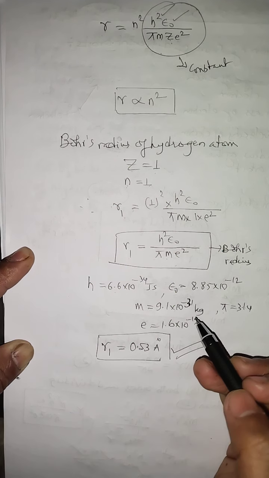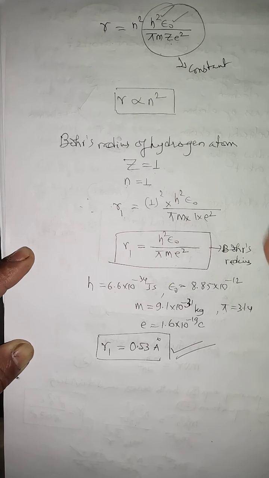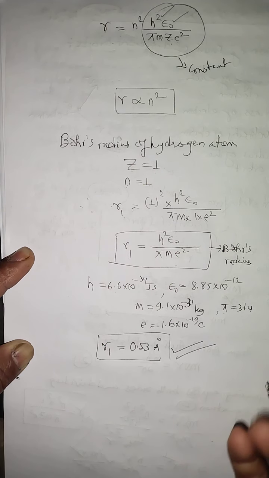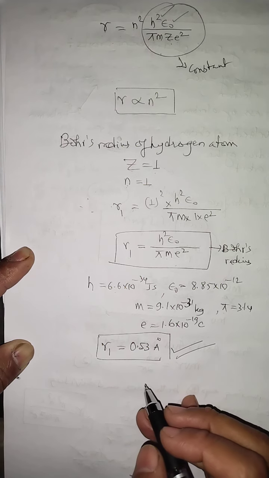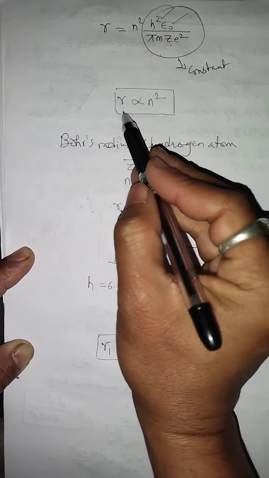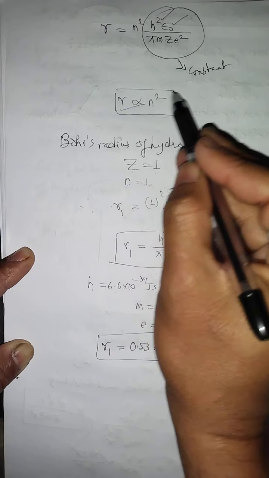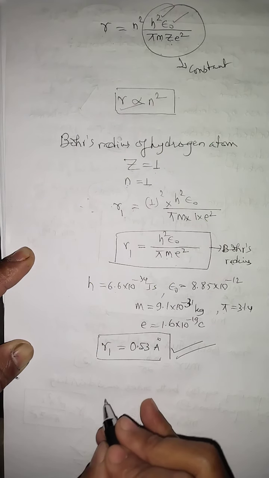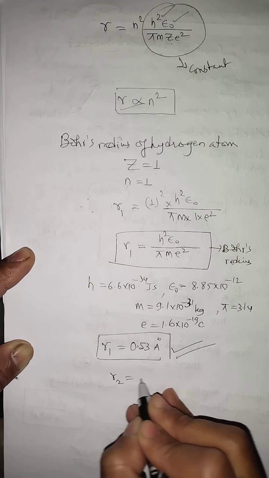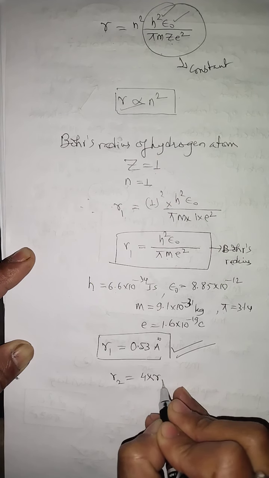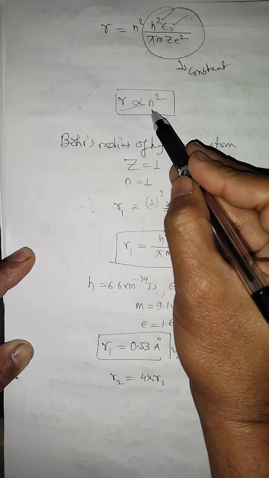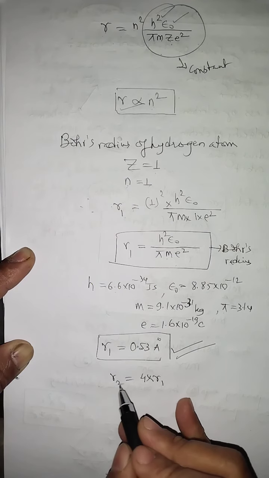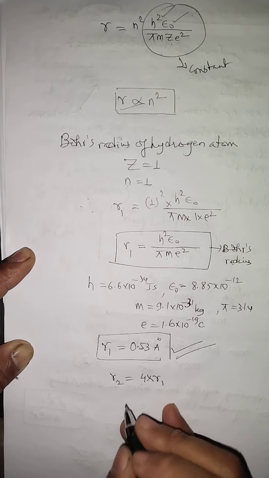But in the same sequence we can measure the radius of the second orbit of the hydrogen atom. That means we can calculate the radius of any orbit with respect to the first orbit. To calculate that, we just follow this relation: R is proportional to n square. So the radius of the second orbit will be 4 times the radius of the first orbit, because n must be taken as 2. 2 square means 4. So R2 will be 4 times the radius of the first orbit.